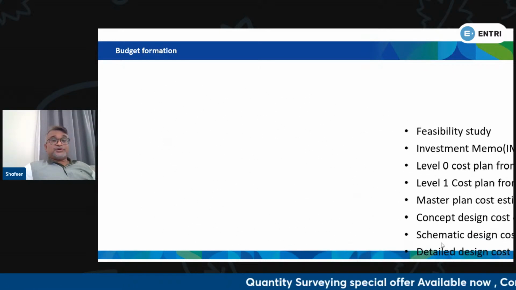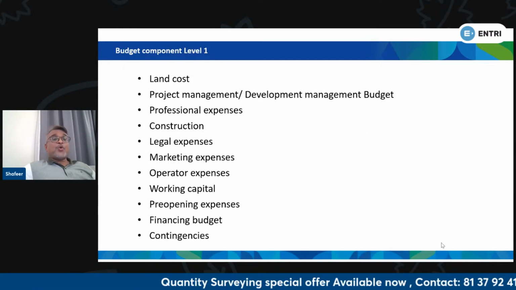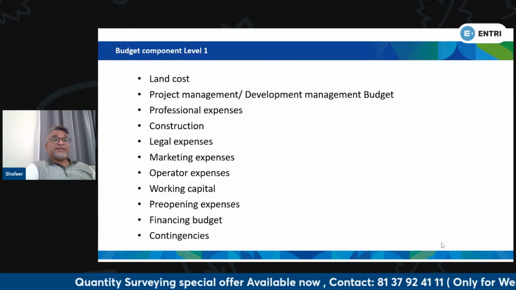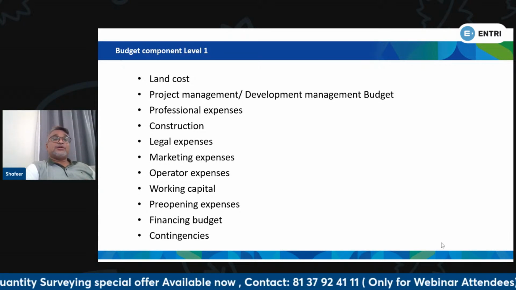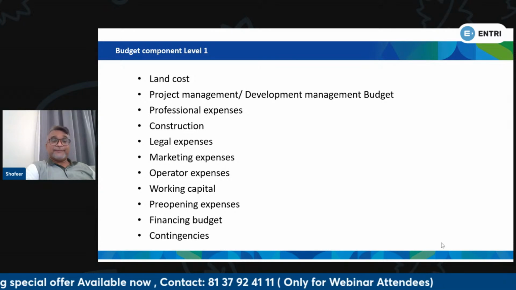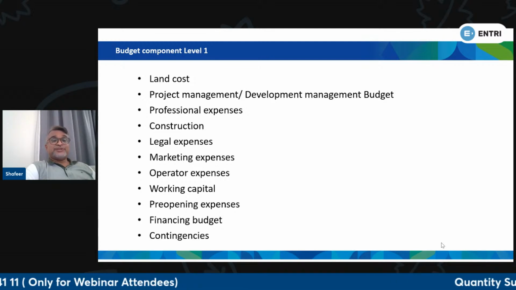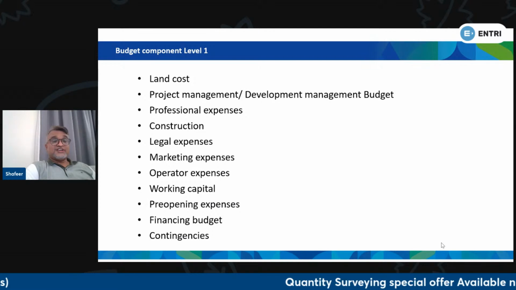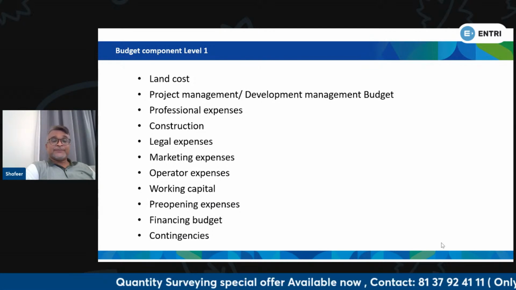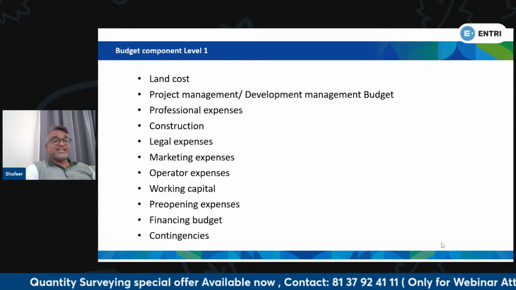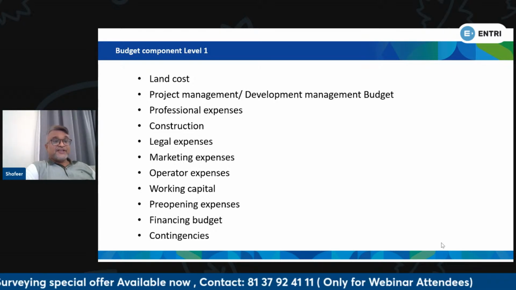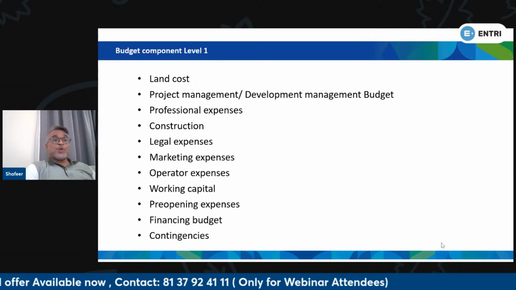Now, how will the level 1 estimate be developed? Basically, the components of level 1 are land cost, project management or development management budget, professional expenses, construction, legal, marketing, operator, working capital, pre-opening, financing, and contingencies. So we will discuss them one by one.